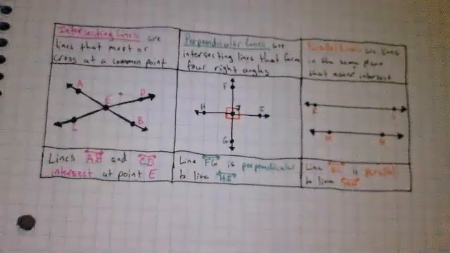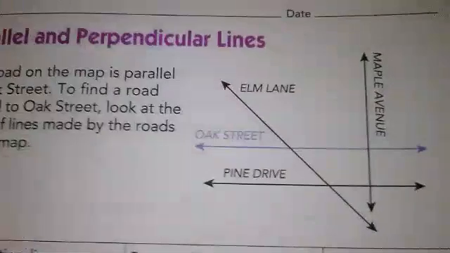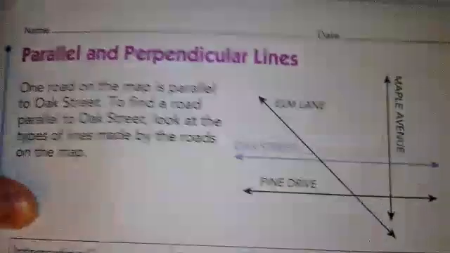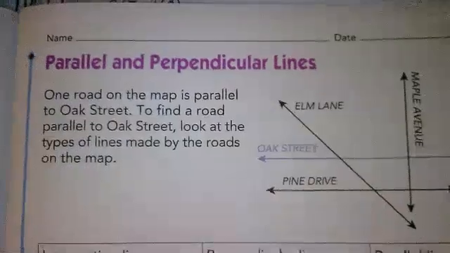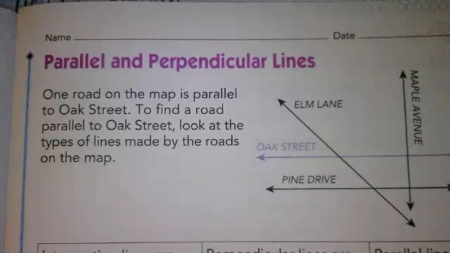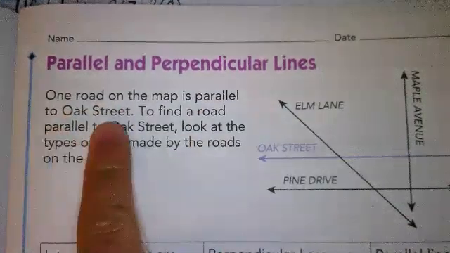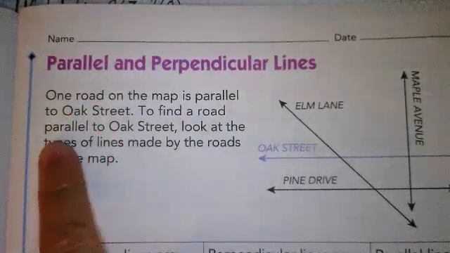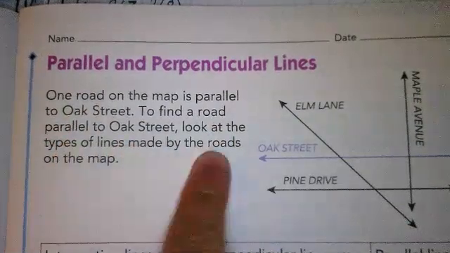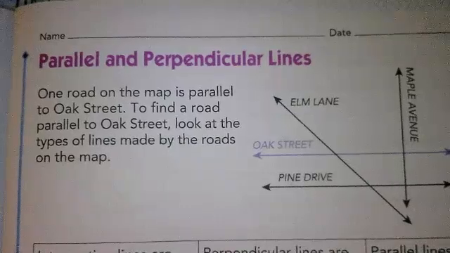All right. So I want to look at our book for a second at this example problem that they give us, because you'll notice there's some streets here. It gives you some streets as if it was a map, right? And you'll notice there's a lot of lines here. You might see some parallel, some perpendicular, some intersecting. So let's take a look. It says one road on the map is parallel to Oak Street. To find the road parallel to Oak Street, look at the types of lines made by the roads on the map. So it wants us to find the road.